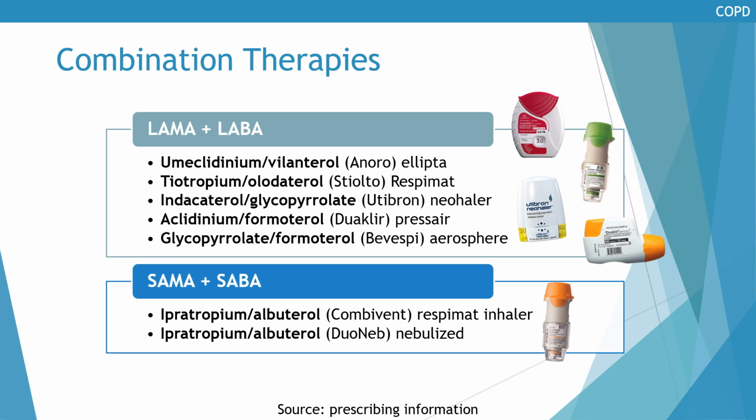We also have SAMA and SABA combination inhalers, which includes ipratropium with albuterol, which is called Combivent Respimat inhaler, and then ipratropium with albuterol as a DuoNeb nebulizer.